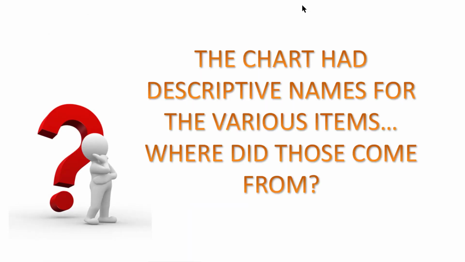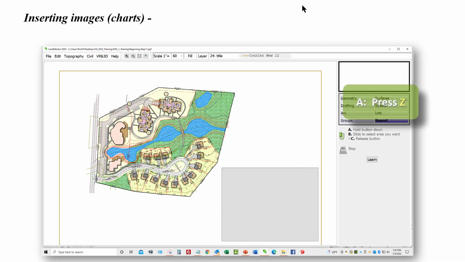You don't want that. The chart had descriptive names for the various items. So where do those names come from? Well, when you double click in the fill list, the name, it will show you a descriptive name, and that could be up to 32 characters. So you might have some acronym for something. You don't want an acronym on the chart, so you have the descriptive name shown instead.